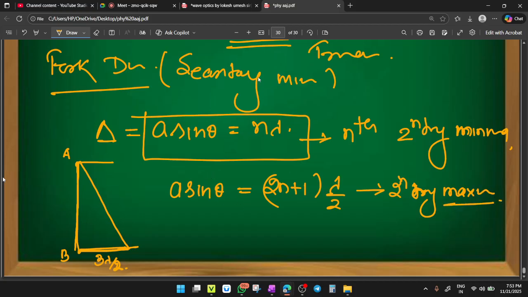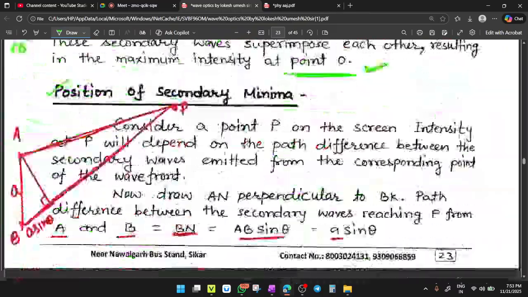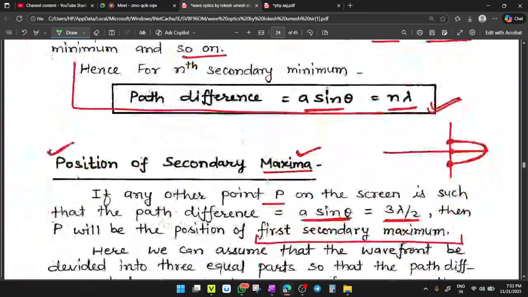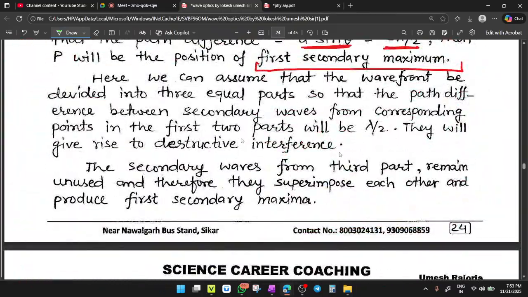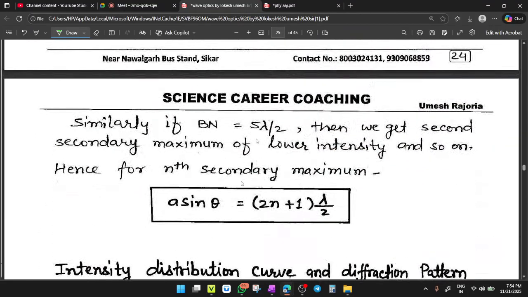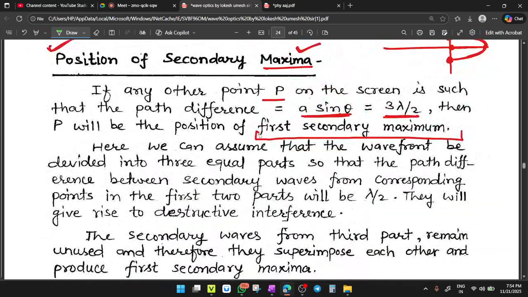A sine theta is equal to (2n plus 1) lambda by 2. You will have your secondary maxima, like 3 lambda by 2, 5 lambda by 2 and so on. So we have just seen, for the nth secondary maximum, the required condition is a sine theta equals (2n plus 1) lambda by 2. Clear or not clear?